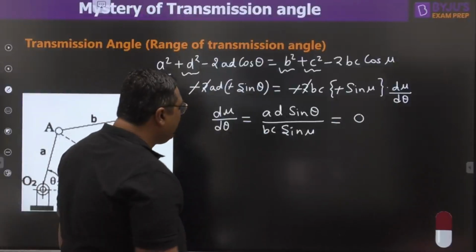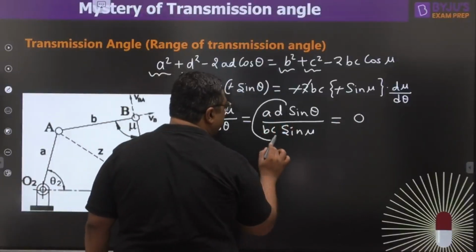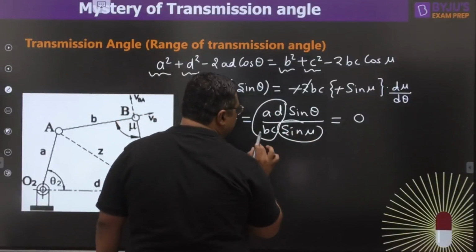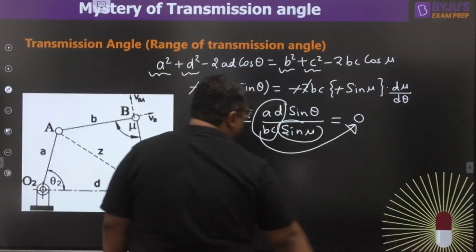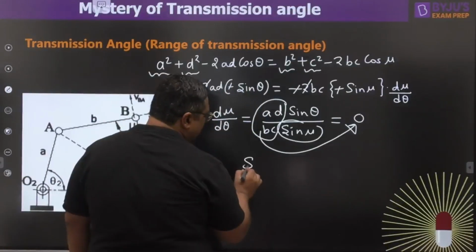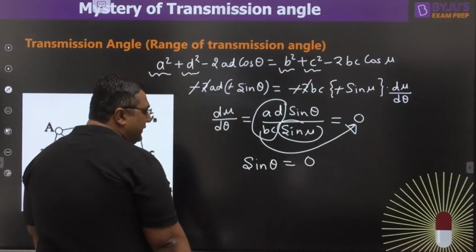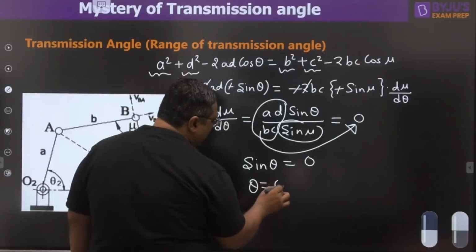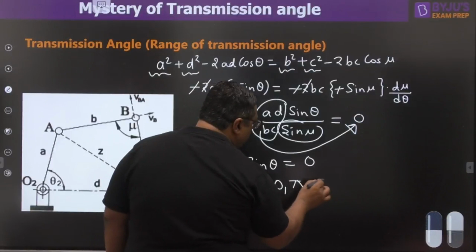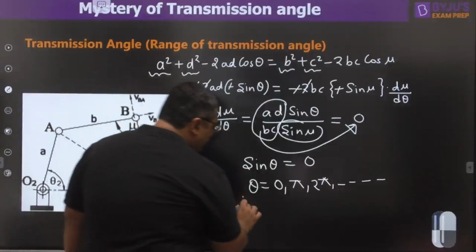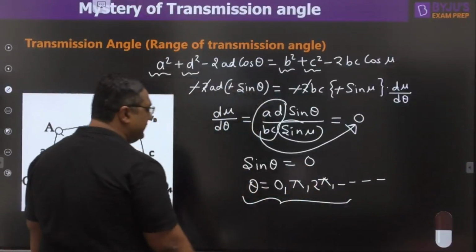When you do that, you know that AD and BC are link lengths and cannot be 0, and the sin mu term goes to the other side, multiplied by 0 and becoming 0. So it is telling us that sin theta should be 0. Sin theta is 0 when theta is 0, pi, 2 pi, and so on. So these are the values where we can have sin theta equal to 0.